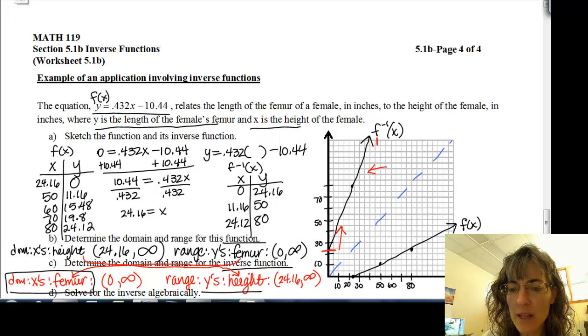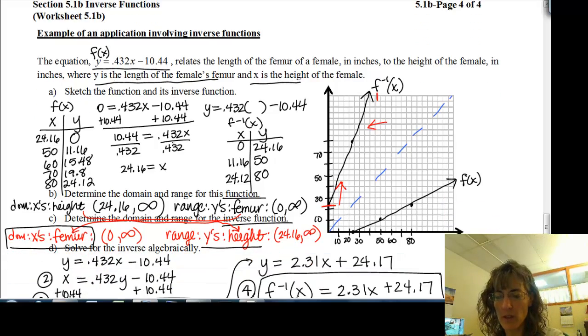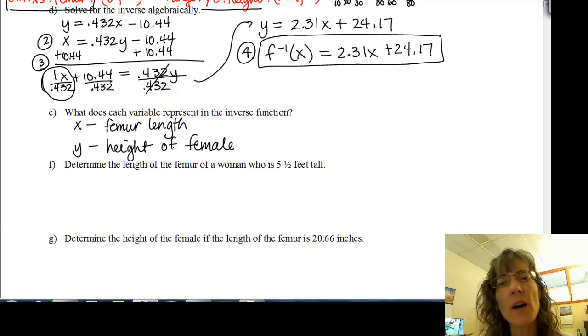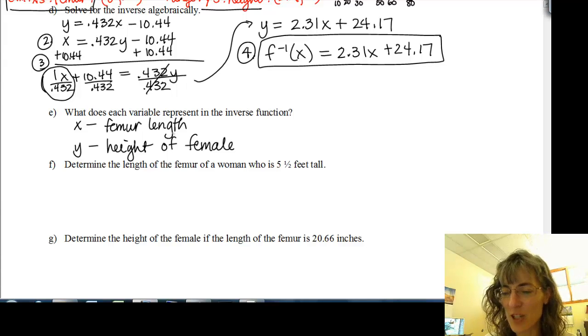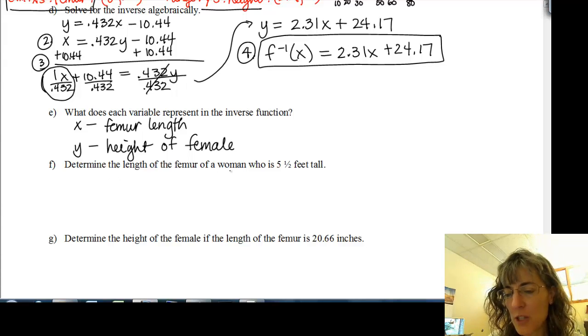And it's exactly backwards. You can look right here in the initial part. We said that x was the height of the female and y was the femur length. Exactly opposite of what we've got for what we defined for the inverse, and that makes sense. It should be exactly opposite. Okay, 2 more and then we're done.